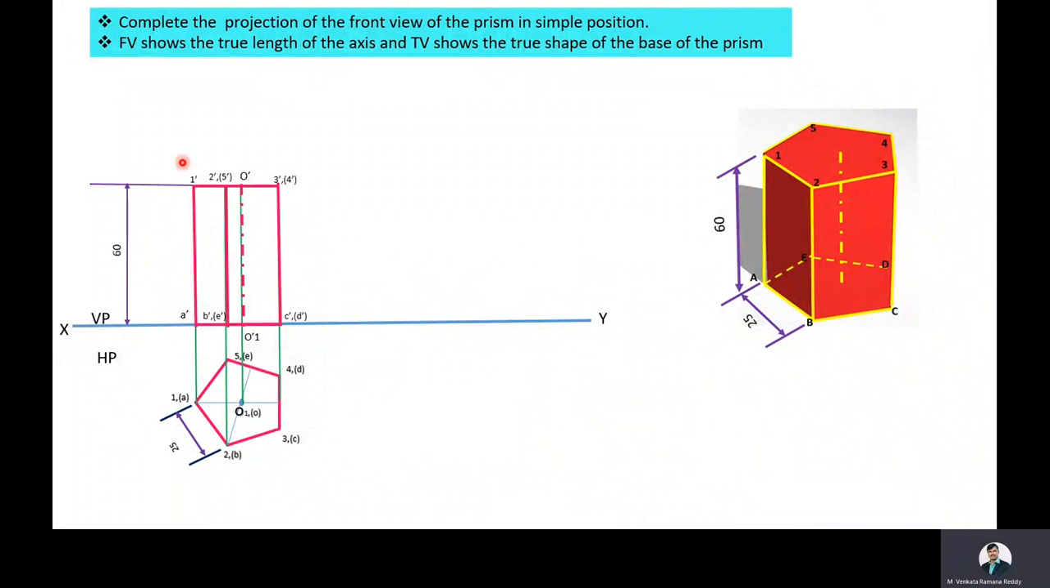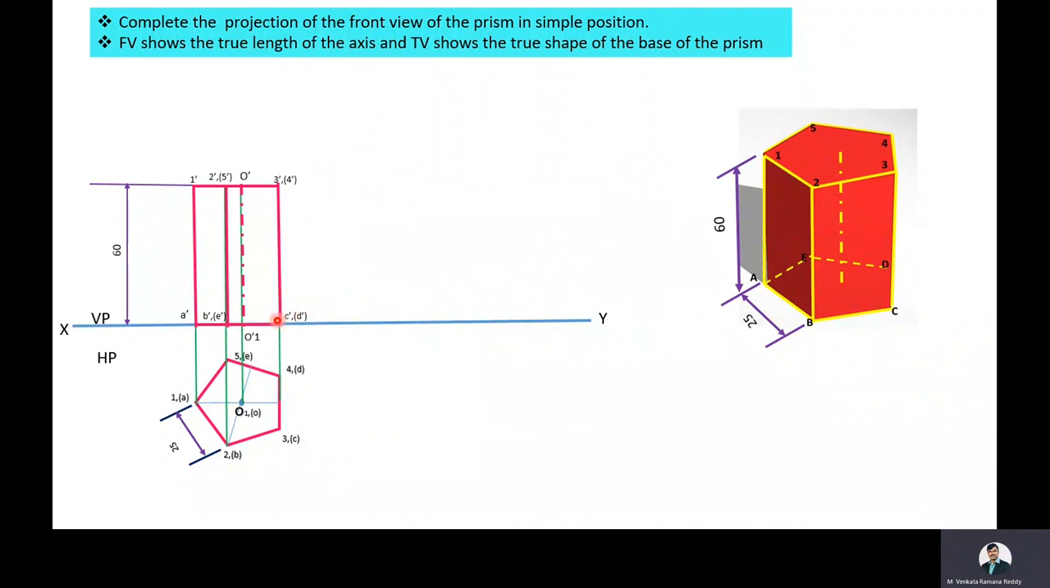This is the required front view in the simple position, and this is the required top view in the simple position. After that, we'll move towards the second stage. In the second stage, we are tilting the front view such that C dash D dash is on the XY line and its axis is making an angle 45 degrees to the HP.